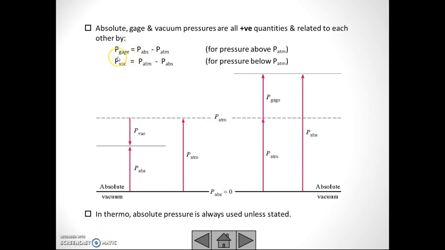When we rearrange the equation, P gauge is the difference between P absolute minus P atmospheric. So that is where we get these equations. Can you understand that? In thermodynamics, absolute pressure is always used unless stated otherwise.